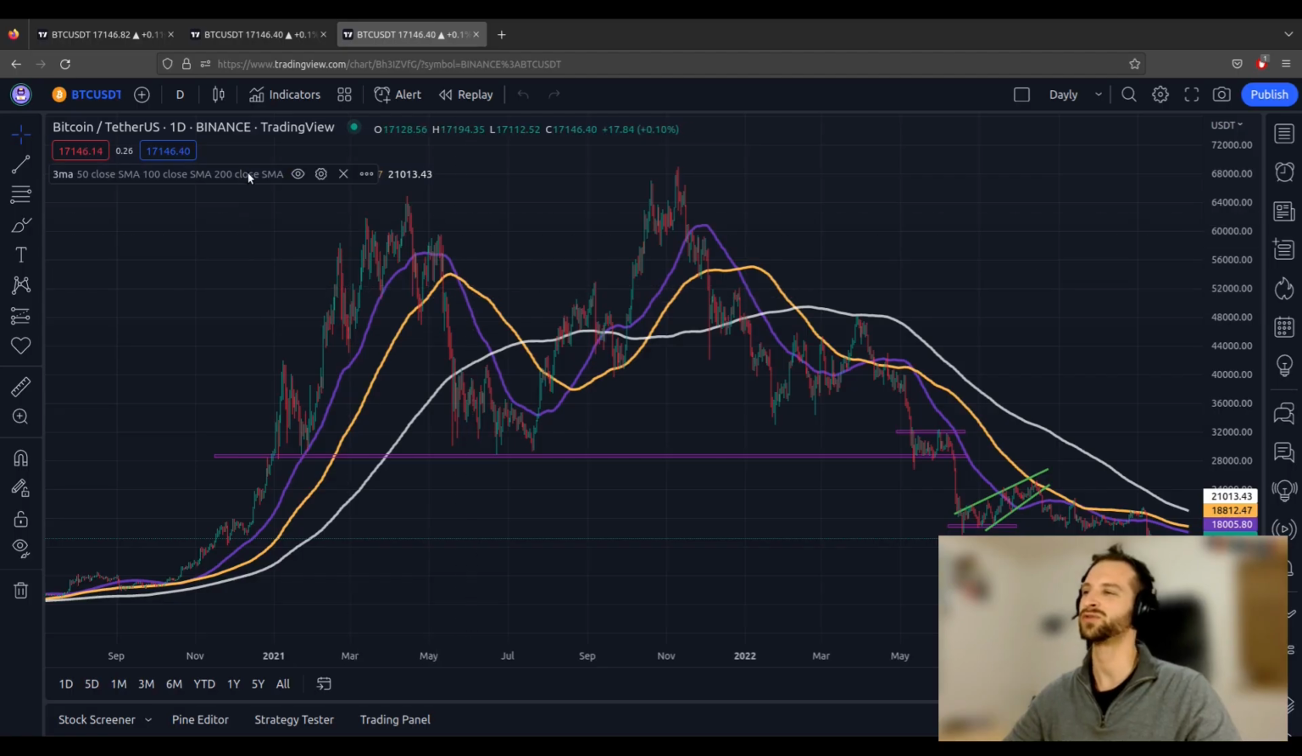So on this plot, you can see that the purple one is the 50-day simple moving average. The golden one is the 100-day moving average, and the 200 one is the white curve.